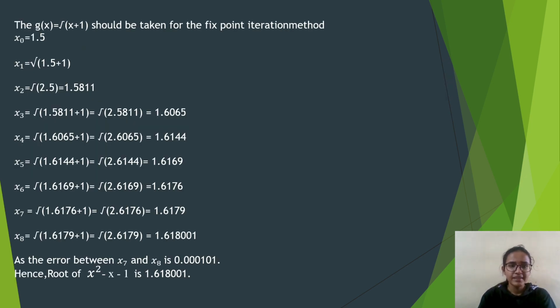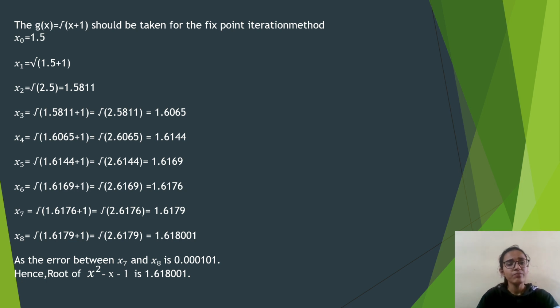So here we have taken g of x equals root over x plus 1, which is for the fixed point iteration method, and the points in which the root exists are 1 and 2. So the median value will be 1.5. So we have considered x0 as 1.5 and then x1 by putting the 1.5 value in the equation g of x. Then in x2 we will be putting the value of x which we have obtained as x1.